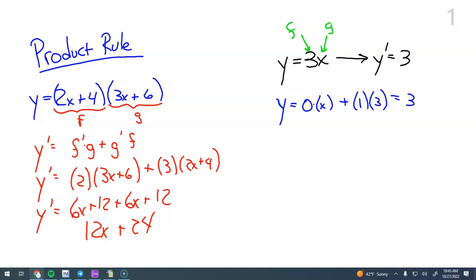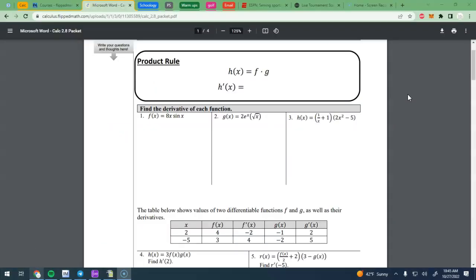Product rule does work. You should use it every time you see two things being multiplied, but if you got this, we just gotta know we don't need to. Let's start looking at a couple of the notes here. So they call this, I already forgot, F prime G, and then G prime F. Okay.